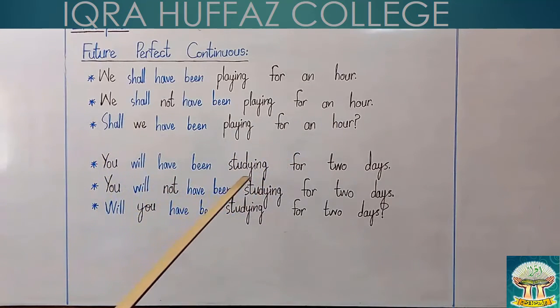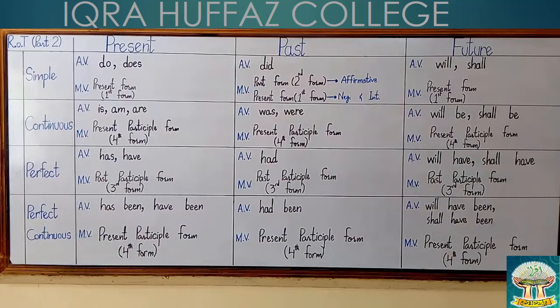You will have been studying for 2 days. You will not have been studying for 2 days. Will you have been studying for 2 days? So my brothers, to simplify this chart on the board, I will give you one technique. You only need to remember and memorize the auxiliary verbs in each tense, be that present simple, present continuous or any other tense.